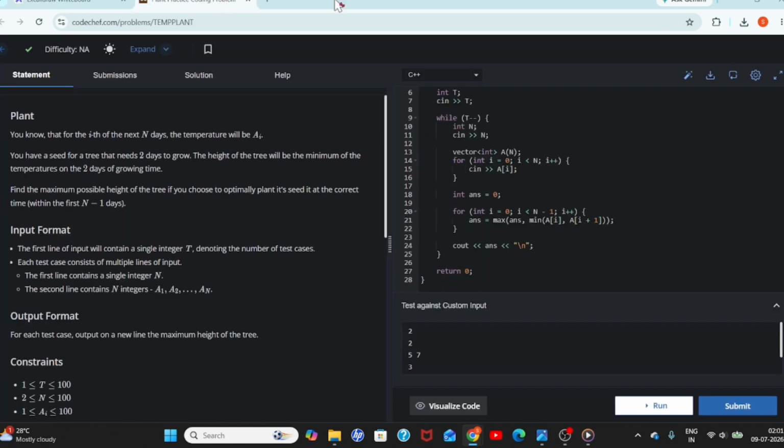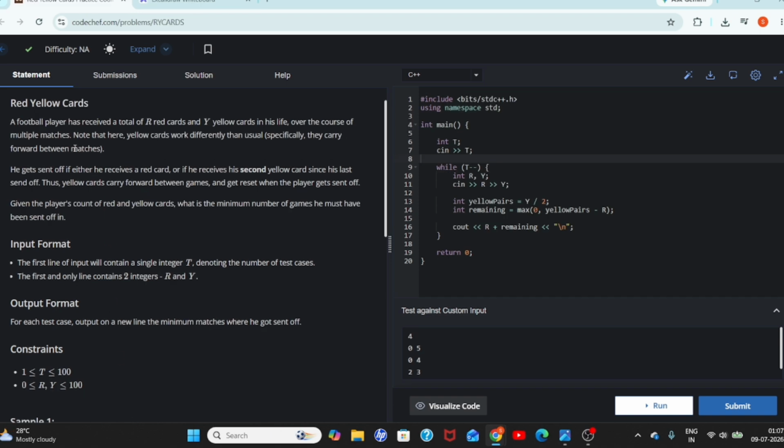Let's see what the code will look like. So here we are taking the inputs and initializing an answer as 0. We will iterate with I from 0 to n minus 1, because for day n there will be no next day. So we will iterate till n minus 1. Here we are getting the minimum value of 2 consecutive days and maximizing it. That's all with the answer.